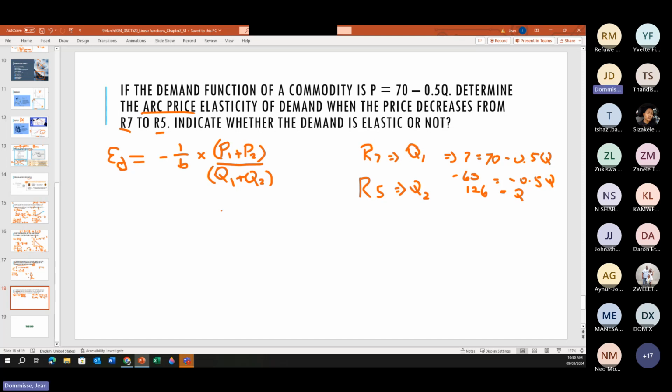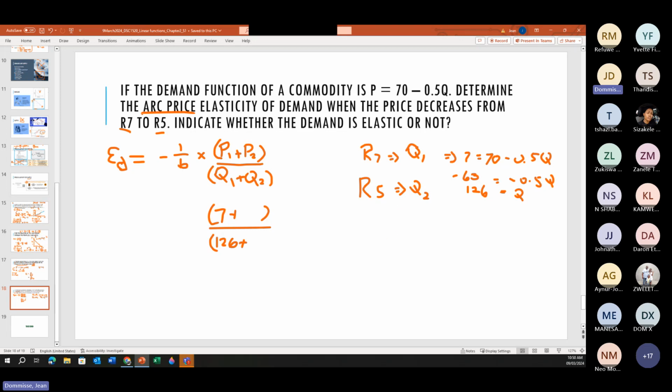Let's put that in here. So for the first price of R7, we had the quantity of 126. Okay, so we already nearly see how we match it up.